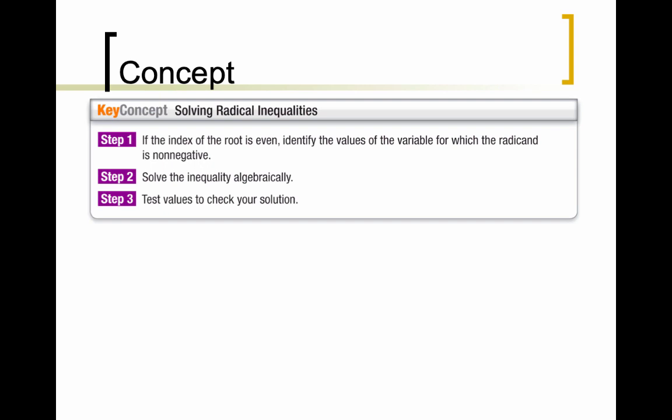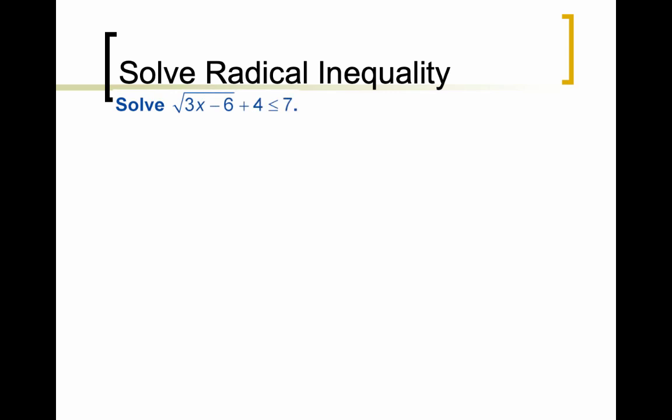Okay, here's the deal. You can't take the square root of a negative, and therefore you can't take the even root of any negative. You can take the odd root of anything you want. No big deal. So what you've got to watch out for is after you isolate the radical: the square root of 3x minus 6 is less than or equal to 3.